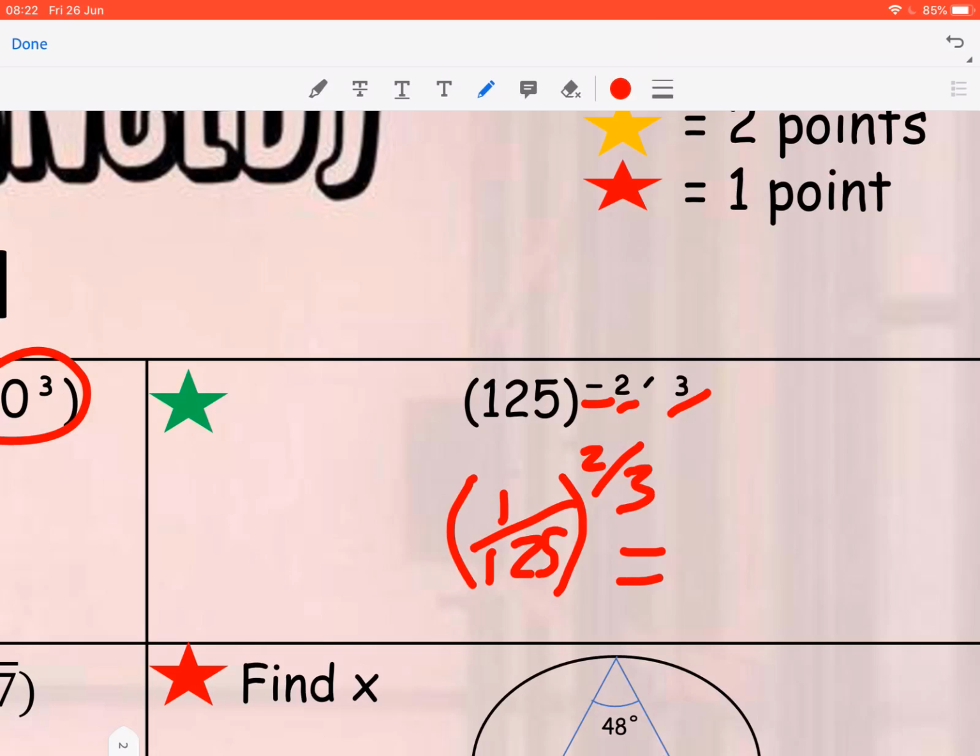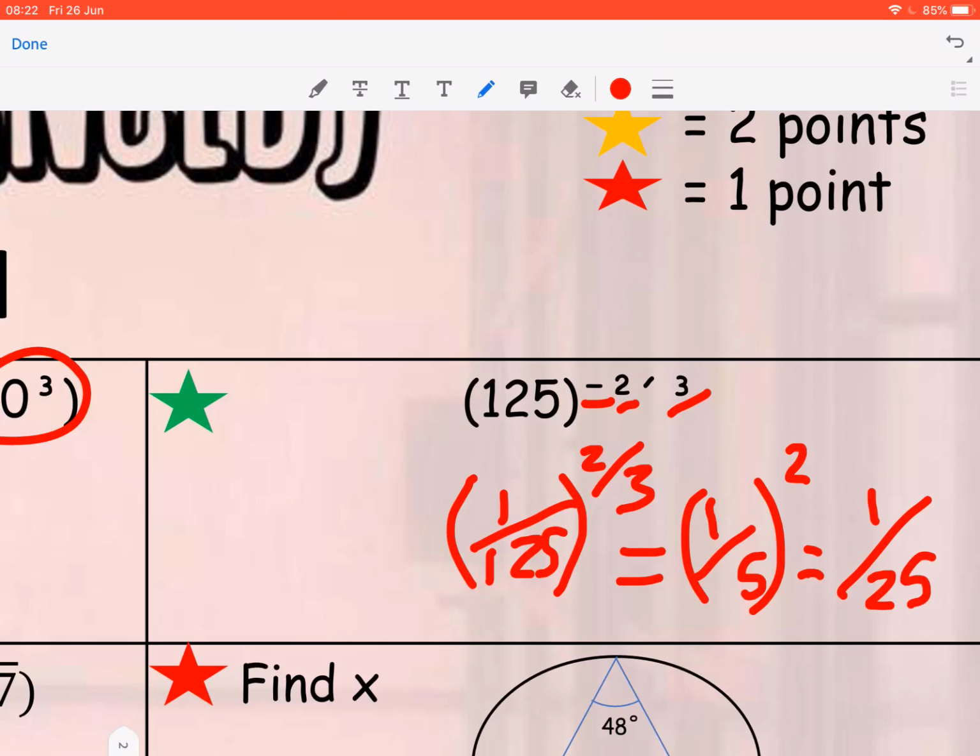The bit on top, I'm going to do the bit on the bottom first. I'm going to cube root it, only because it'll give me a much nicer number to deal with. If I cube root 125, I just end up with 5. So I've got 1 over 5 squared. 5 squared just gives me 25. So my answer is 1 over 25 as a final answer.